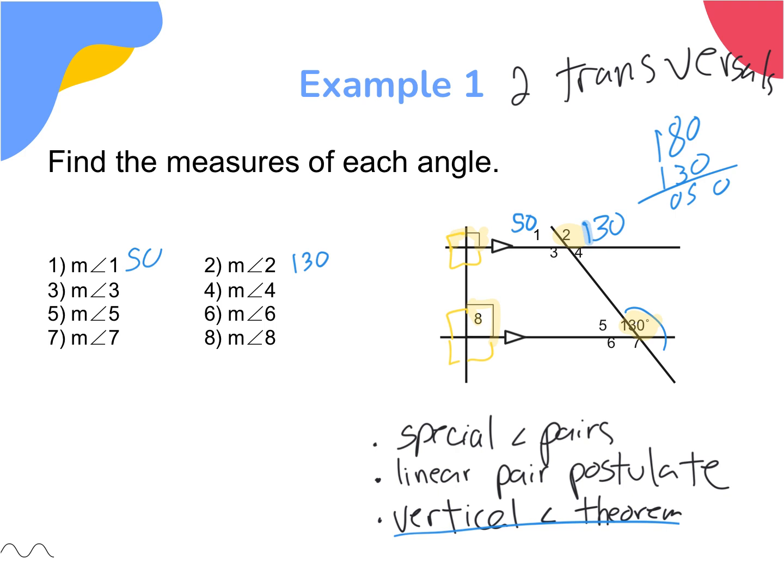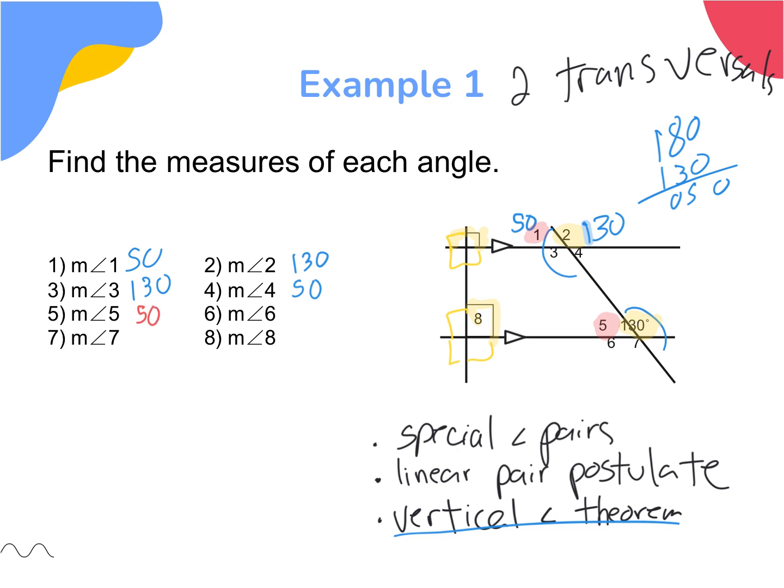Now, angle 3 is supplementary to angle 1, right here. It's also a vertical angle to angle 2, so it's also 130. Angle 4 is supplementary to angle 2, but it's also vertical to angle 1, so angle 4 is also 50. Now, angle 1, right here, and angle 5 are corresponding. Again, they have the same value. So we can say that angle 5 is 50.